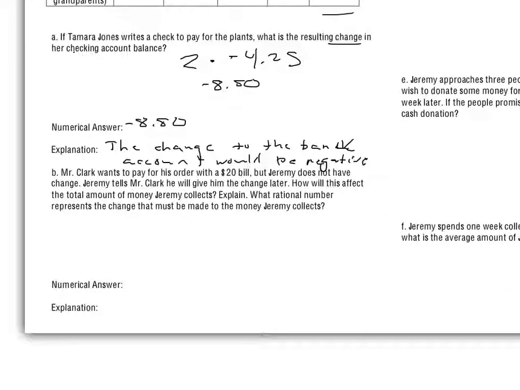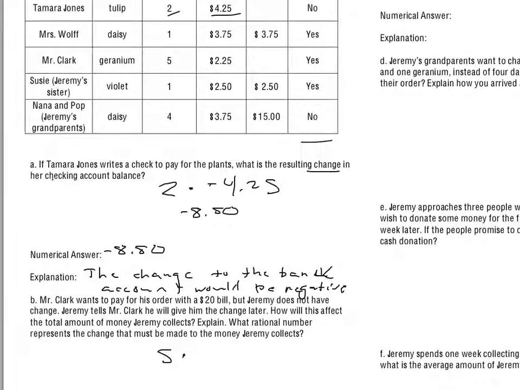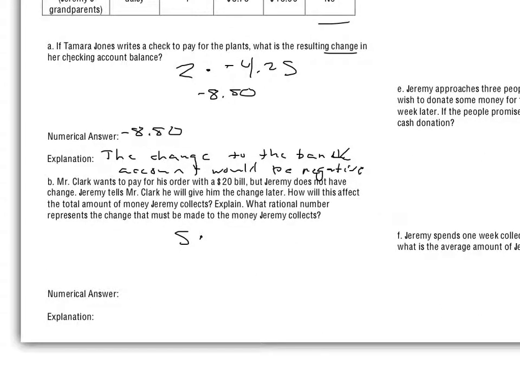So we need to figure out how much Mr. Clark makes. So Mr. Clark makes 5 times $2.25, which is equal to $11.25.